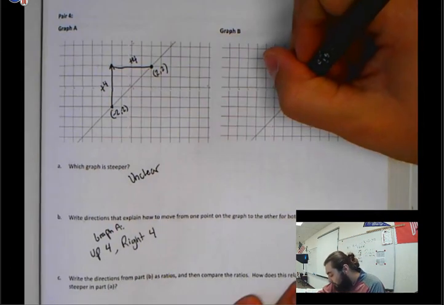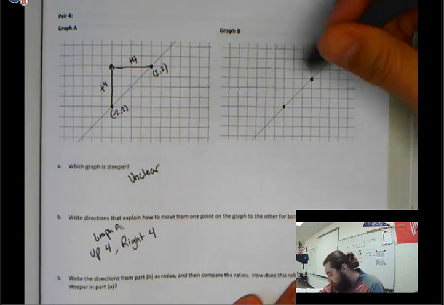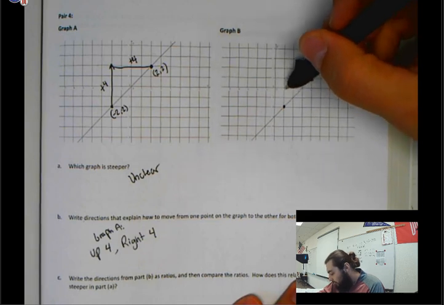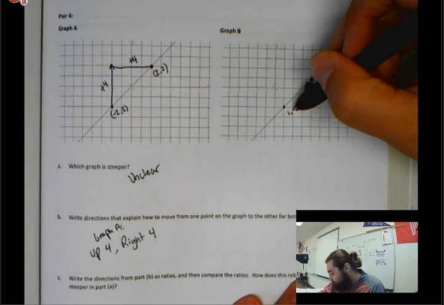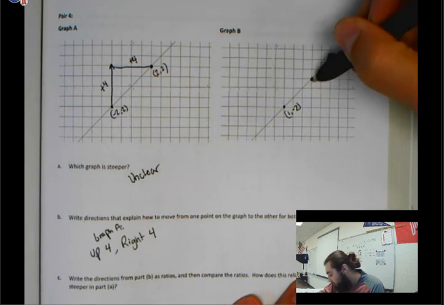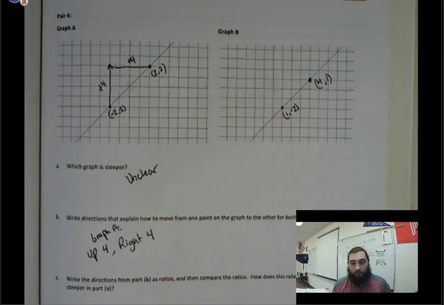Graph B has got a similar set of just 2 points on the line, very similar to what we had before. Our coordinates for this point are 1, -2. And for this one is 4, 1. And so again, we're going to do the exact same thing. We're just going to count.